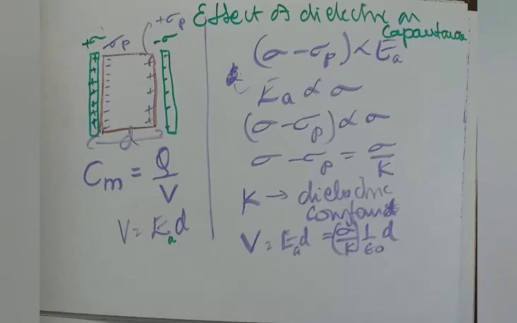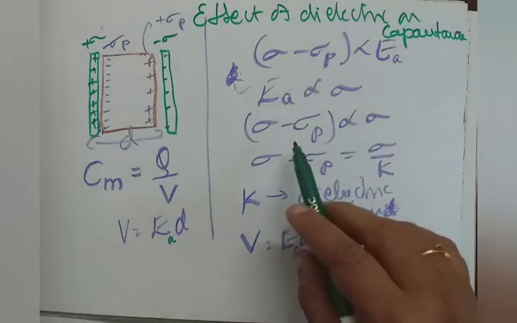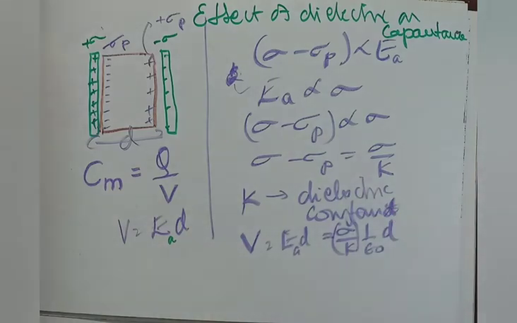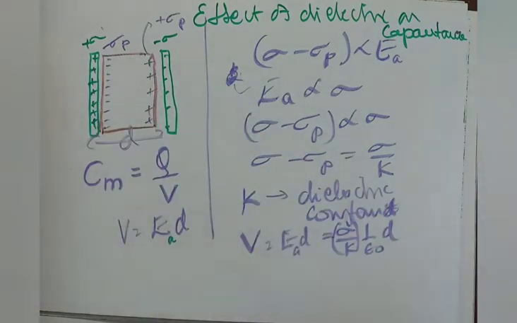If you apply more electric field, there is more polarization, and sigma minus sigma P is also large. The applied electric field, as we know, is proportional to sigma. Therefore, sigma minus sigma P is proportional to sigma. More charge on the plates, more sigma P also, so their difference is also more. Then sigma minus sigma P can be made equal to sigma by K, where K is called the dielectric constant or relative permittivity.